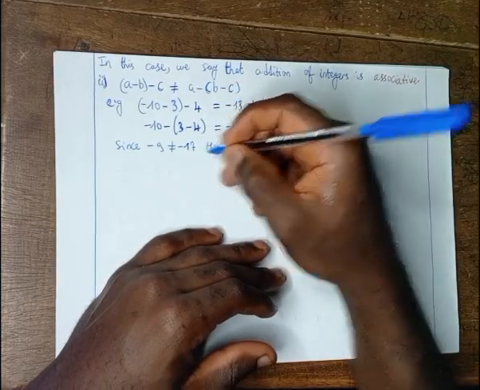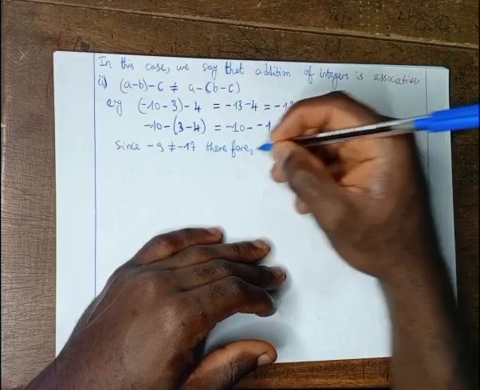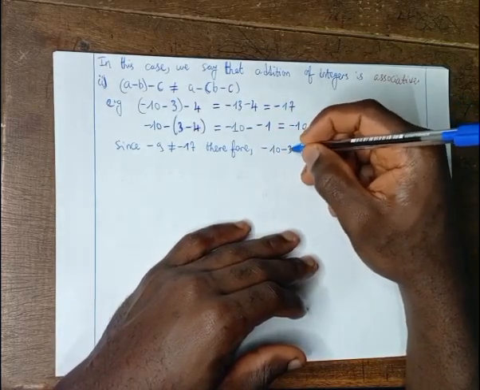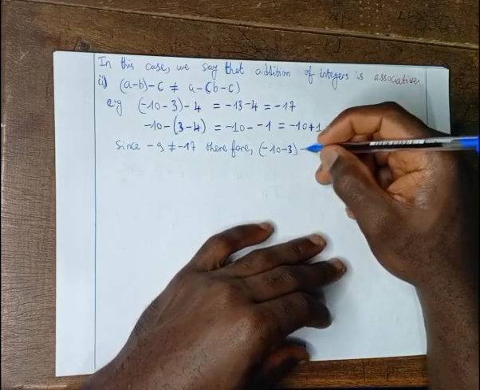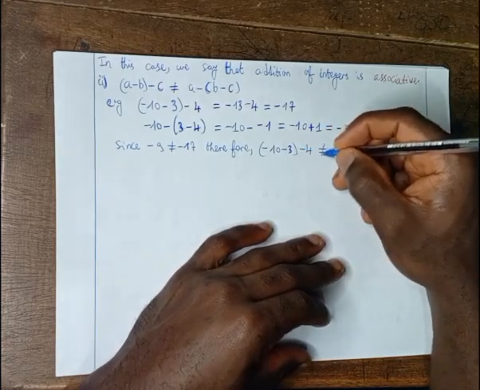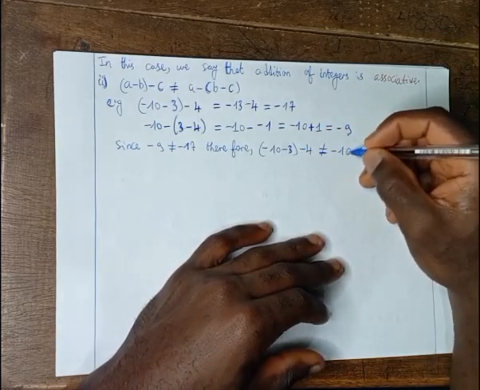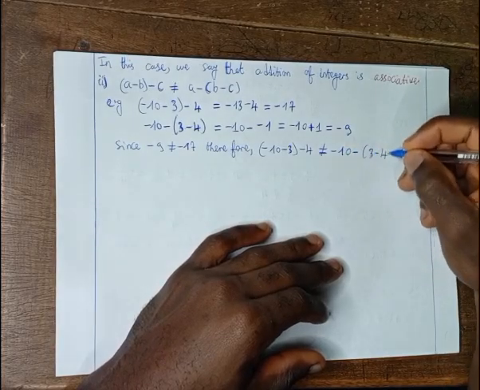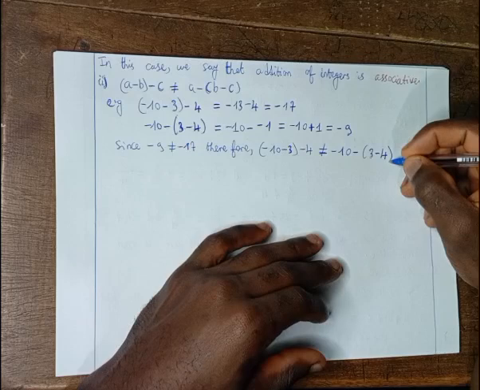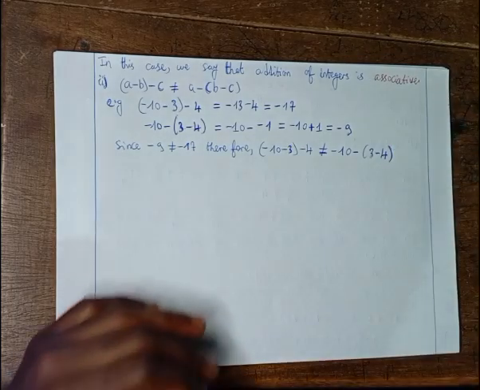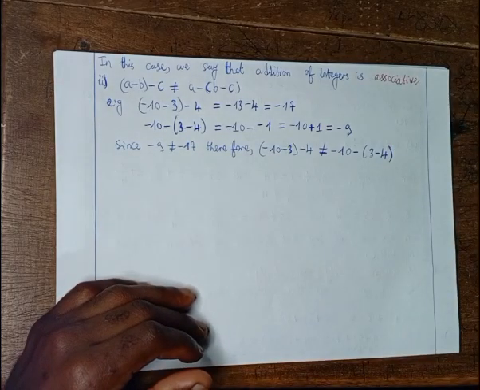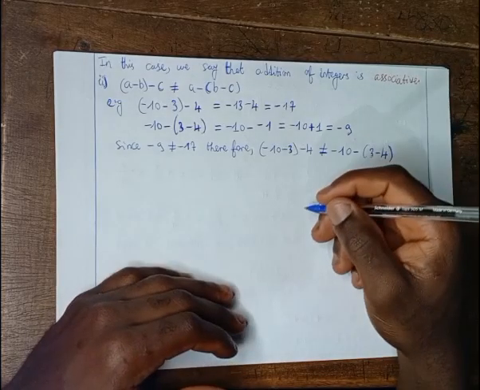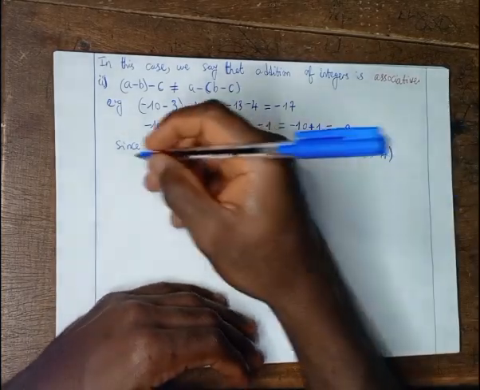therefore (-10 - 3) - 4 is not equal to -10 - (3 - 4) as such. And in this case, we are going to conclude by saying that subtraction of integers is not associative.